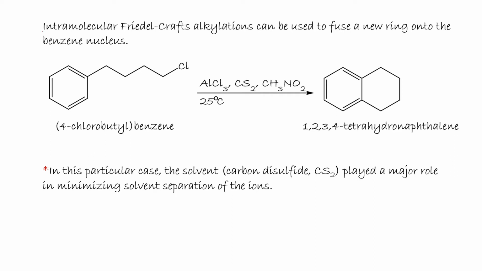Intramolecular Friedel-Crafts alkylation can be used to fuse a new ring onto the benzene nucleus. Starting with 4-chlorobutyl benzene, a primary alkyl halide, in the presence of aluminum chloride in a carbon disulfide and nitromethane solvent mixture at 25 degrees Celsius, provides 1,2,3,4-tetrahydronaphthalene.